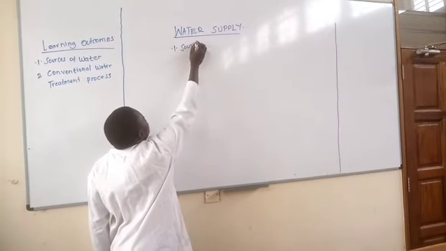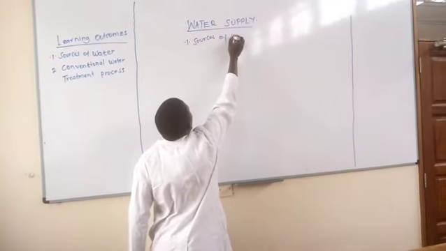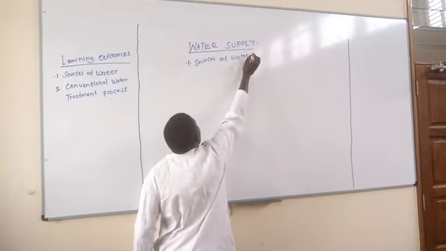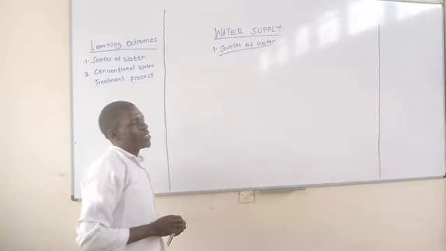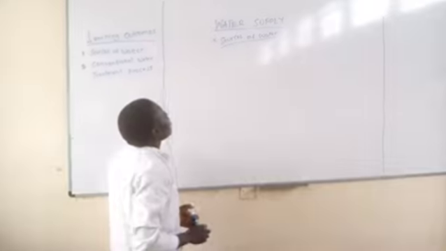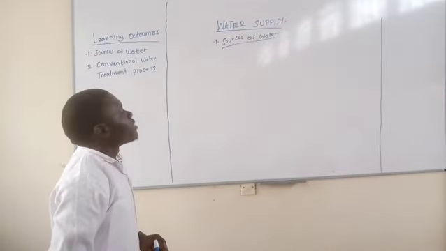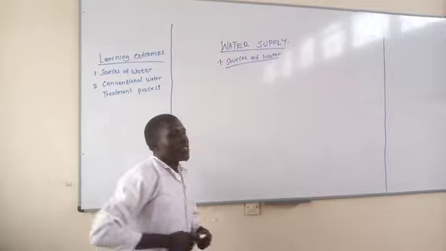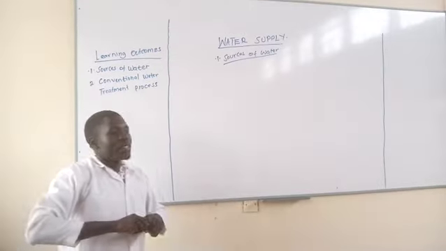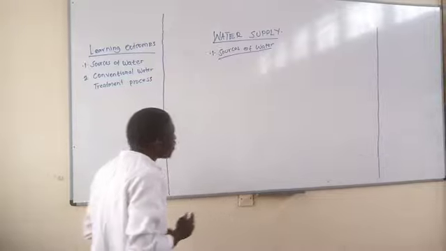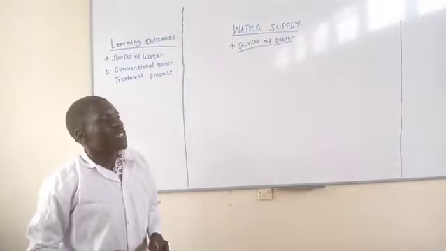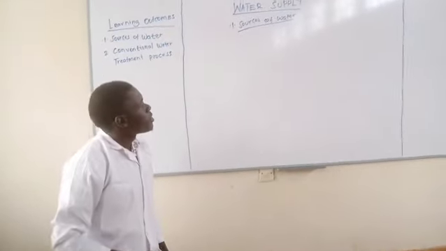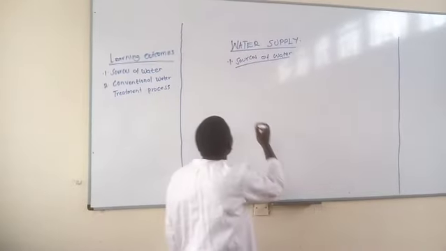Sources of water. So what do you understand by these sources of water? Sources of water simply refers to the primary means where we get water. So the sources of water are divided majorly into three categories.